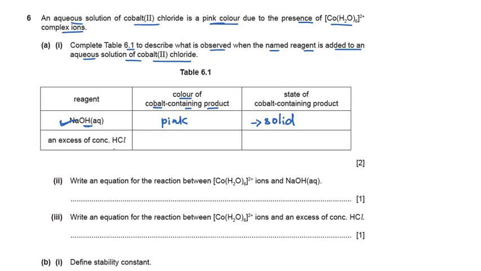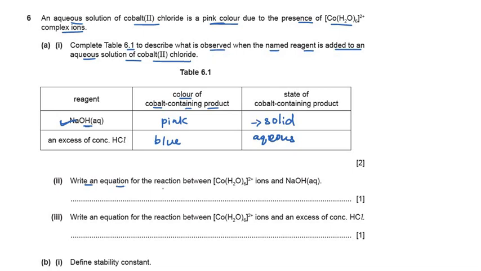Okay, an excess of concentrated HCl solution, now it's going to turn blue because HCl will form an aqueous solution and the state will be aqueous. So this is the color and the state of the cobalt-containing product.